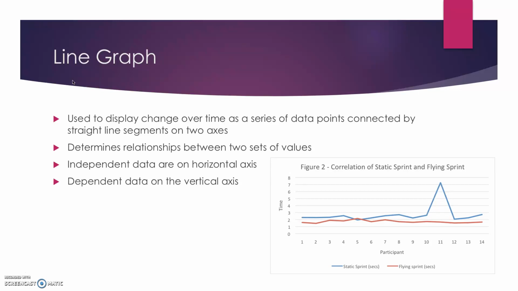So relating back to my graph, the independent variable, or the variable that is changed or manipulated, is the participants that ran, and the dependent variable, or the variable that's measured, is the time it took them to run that specific distance.